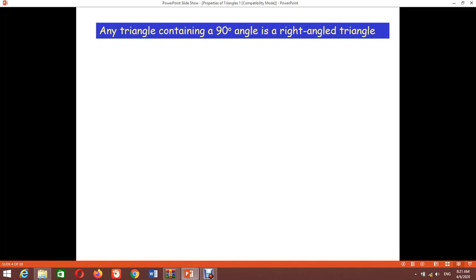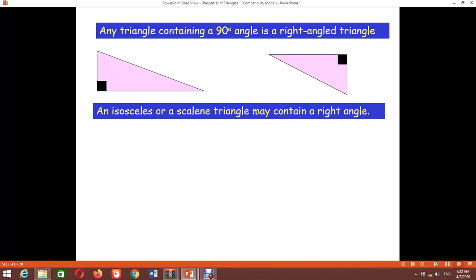Any triangle containing a 90 degrees angle is a right-angled triangle. So, on this screen, the 2 diagrams that you see represent a right angle triangle that contains a 90 degrees angle.